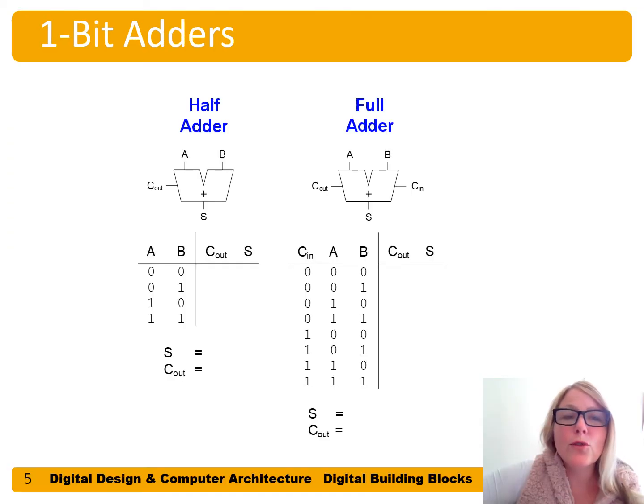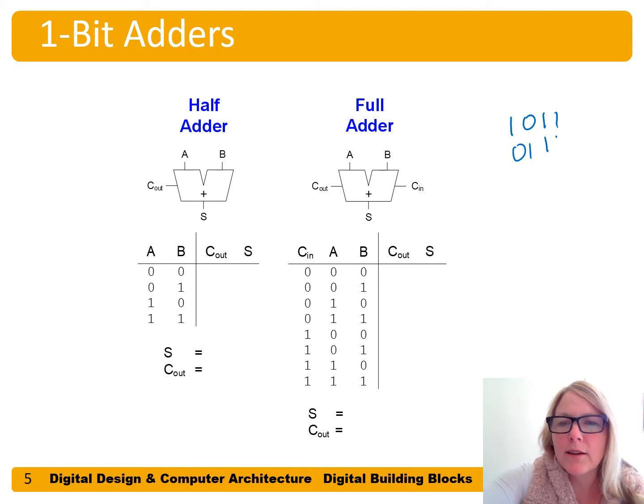So let's consider two types of 1-bit adders. These are just adding single bits together, A and B. We have the half adder, and the half adder does not include a carry in bit, but the full adder does. So if we think of our multi-bit addition, let's just do an example here, 4-bit addition.